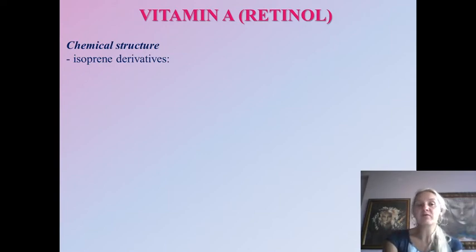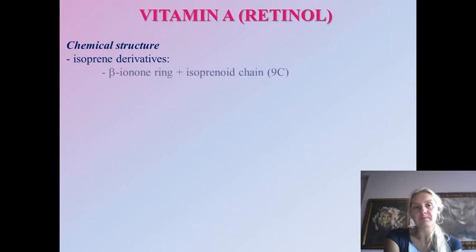Following the general information, vitamin A is also an isoprene derivative, and it has one very special part of its structure, which is a cyclic part, a six-membered ring marked as the beta-ionone ring, and one isoprenoid chain containing 9 carbon atoms, which is attached to that beta-ionone ring. And there are actually 2 active forms of vitamin A, vitamin A1 and vitamin A2.